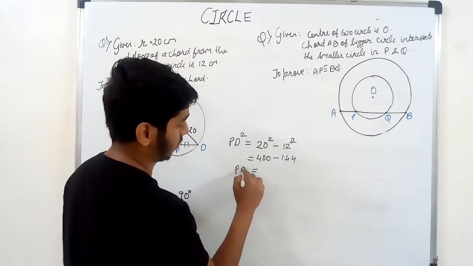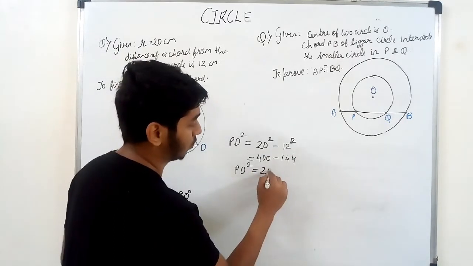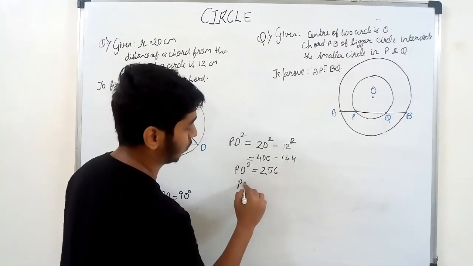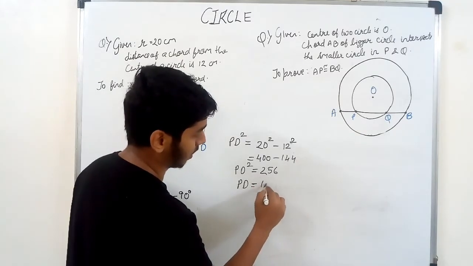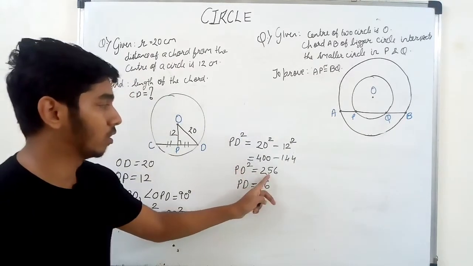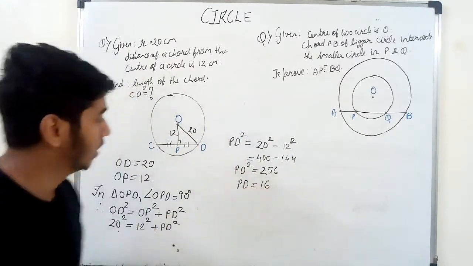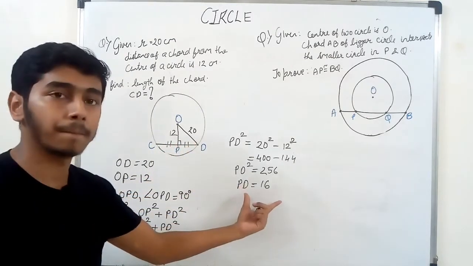Okay. Now subtracting this, you get 256, and therefore when you take square root of both, you get 16, correct? Because square root of 256 is 16. Therefore I got PD as 16.